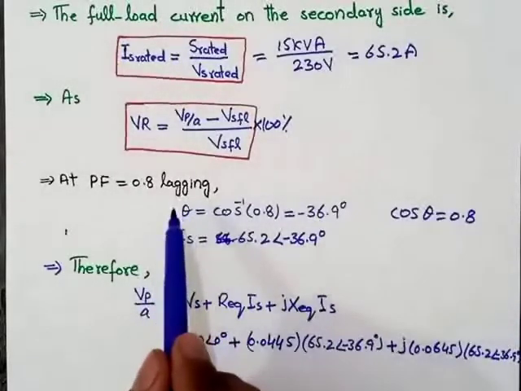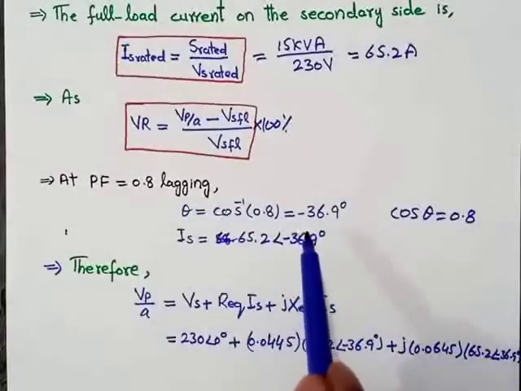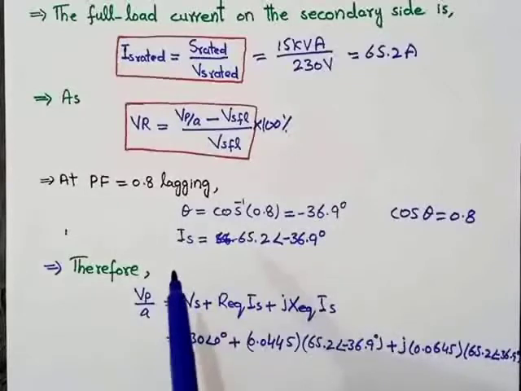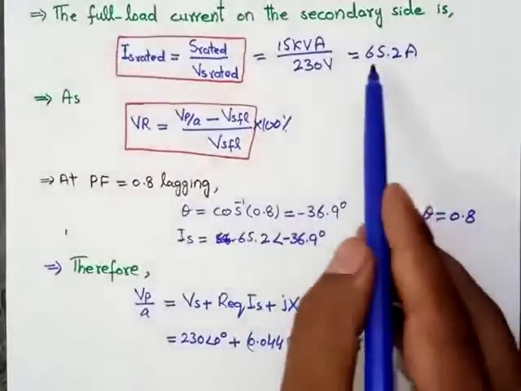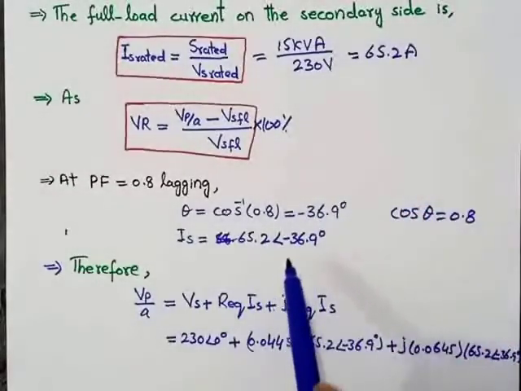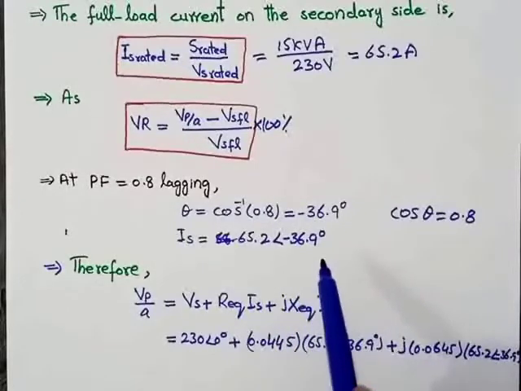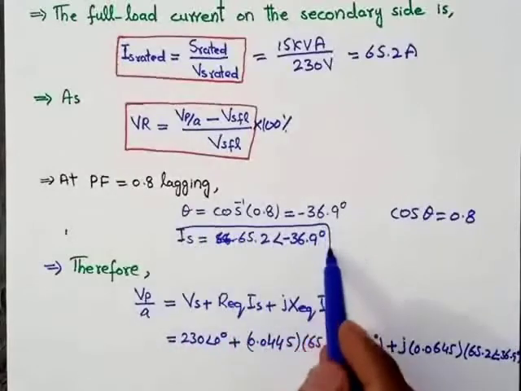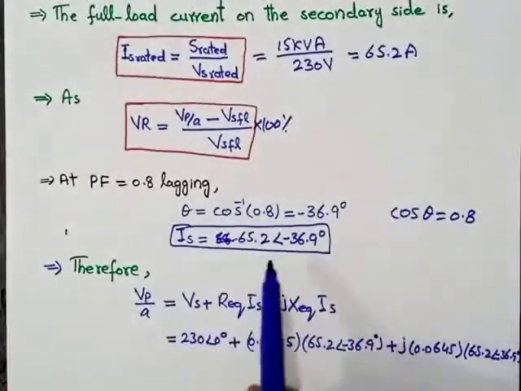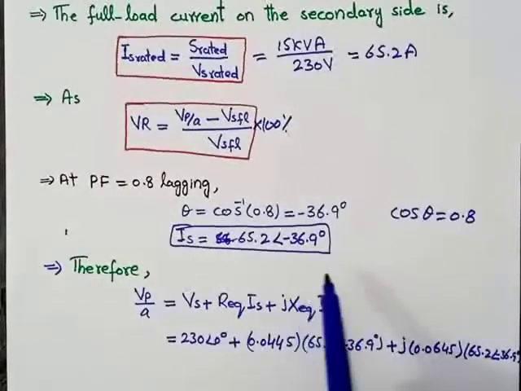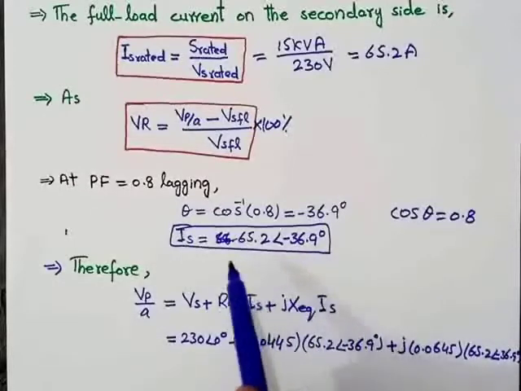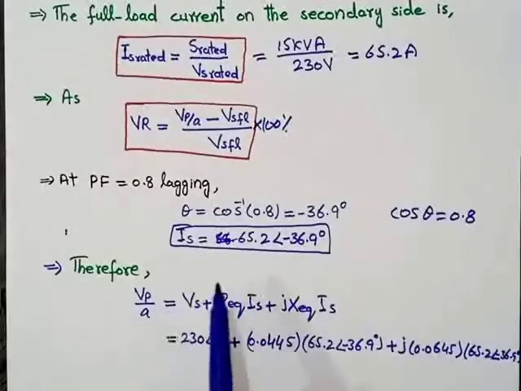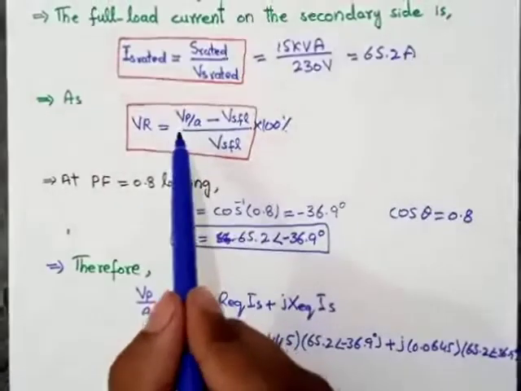If the angle of the voltage is 0 degree, then the angle of the current will be in minus. So the secondary current will be equal to, this is the magnitude 65.2 as we have already calculated, and this is the angle due to lagging power factor, that is minus 36.9 degree. So this is the secondary current in case of 0.8 lagging power factor. In case of leading power factor or unity power factor, the angle of the current will change, magnitude will remain the same. So therefore, now first of all we will find the no load secondary voltage.